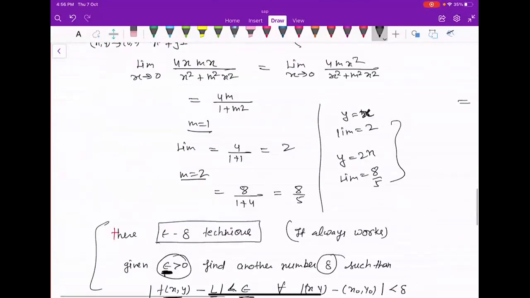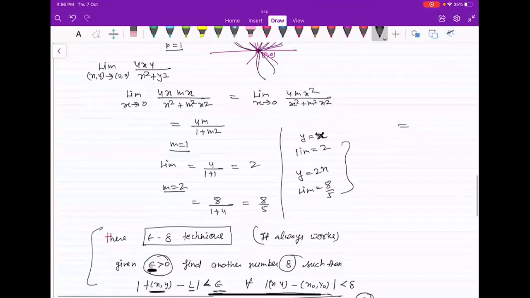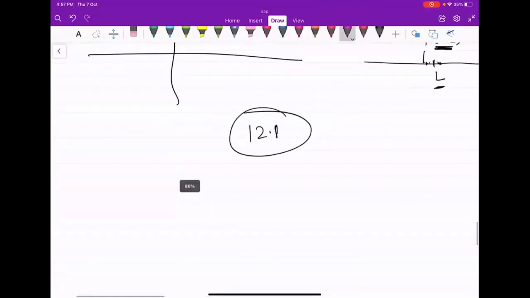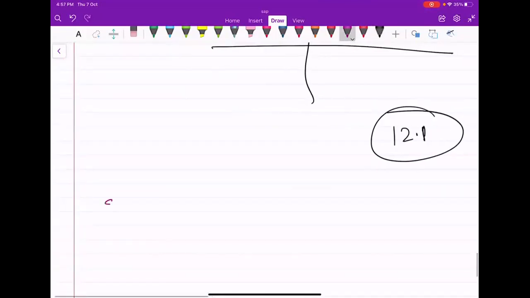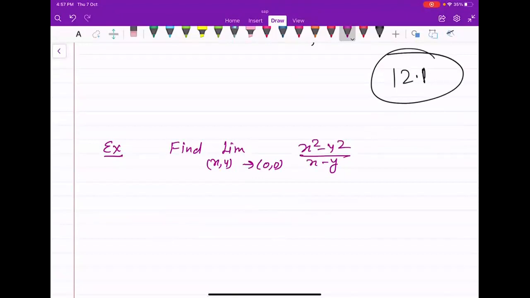Let's go to the example again. Those are simple, based on simple limits. Now let us do one more example here. Now find the limit as (x,y) tends to (0,0) of (x square minus y square) upon (x minus y). Now find the limit of the function. How to do it?